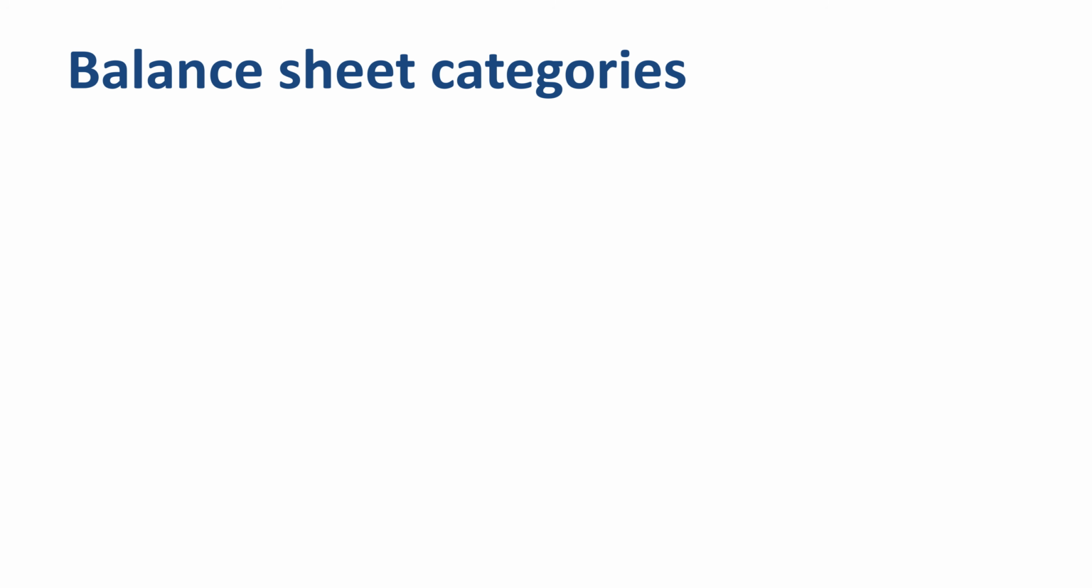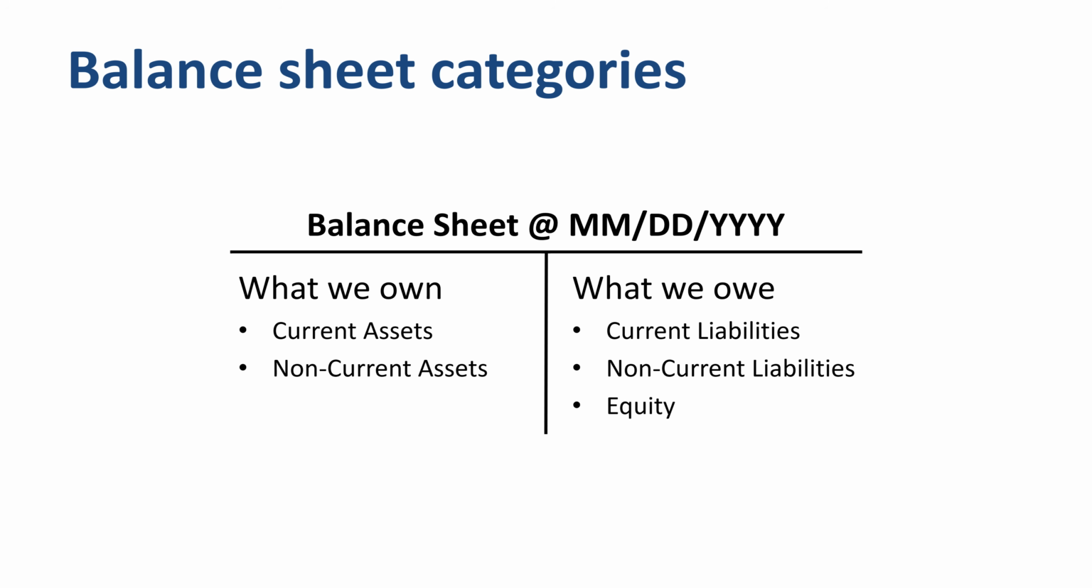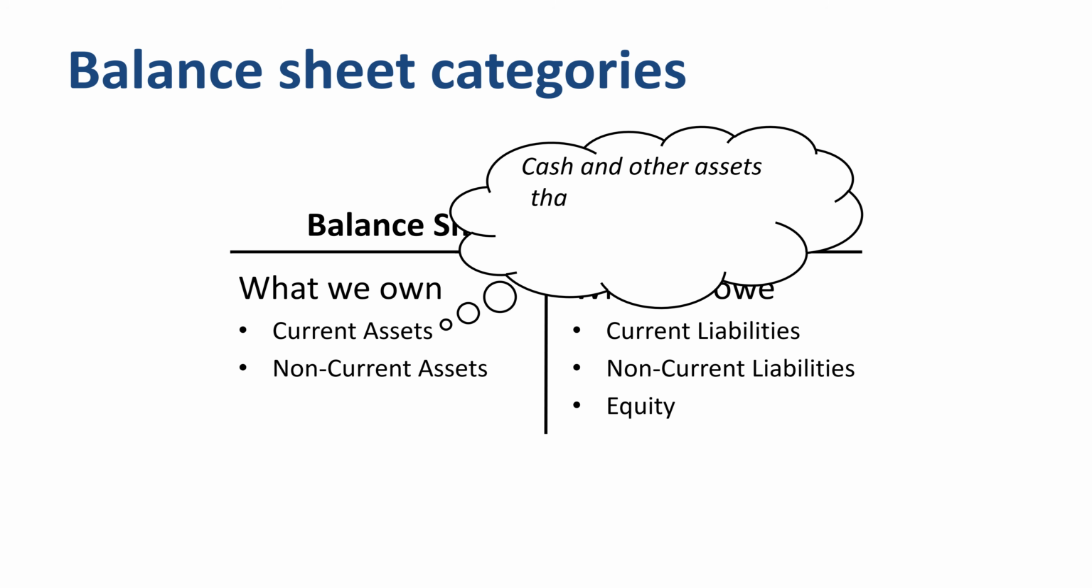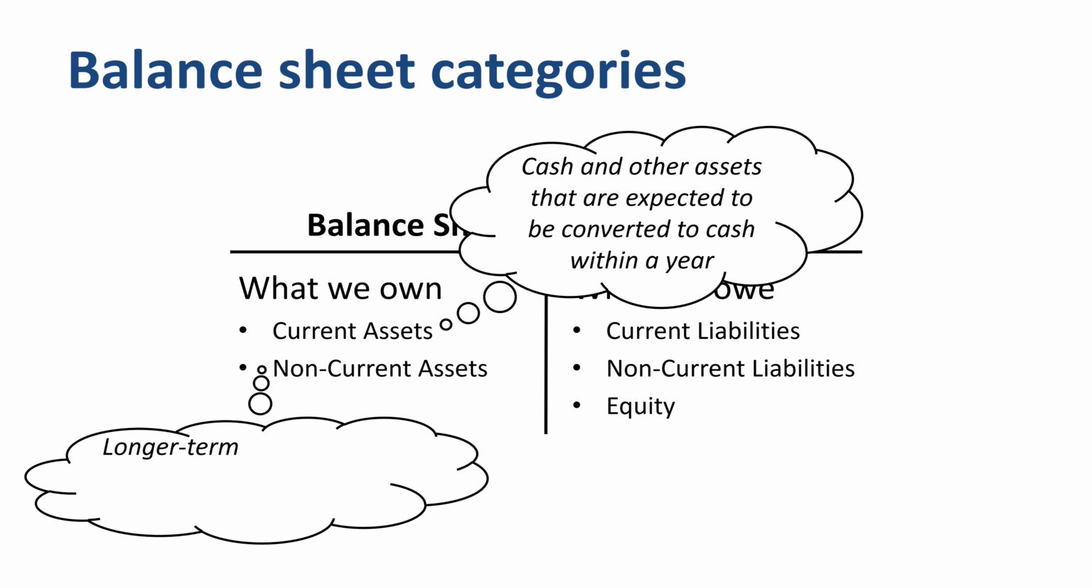When reading a balance sheet, start off at the highest level, by category. Current assets and non-current assets on the left. Current liabilities, non-current liabilities and equity on the right. Current assets are cash and other assets that are expected to be converted to cash within a year. Non-current assets are longer-term investments that cannot be converted into cash quickly.